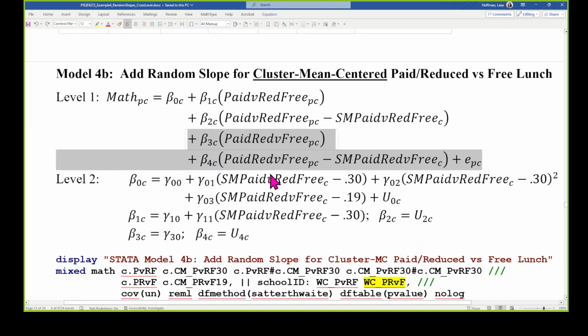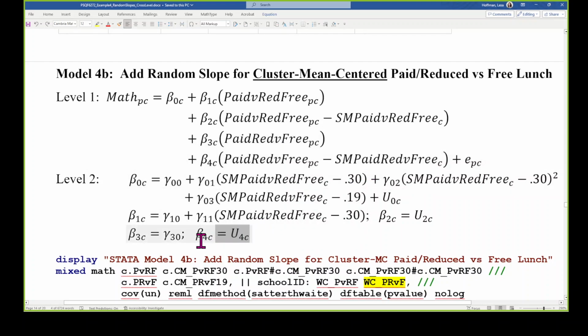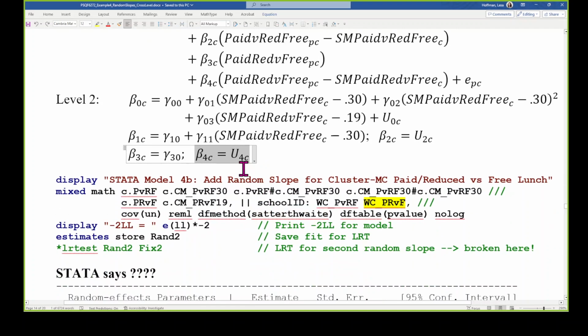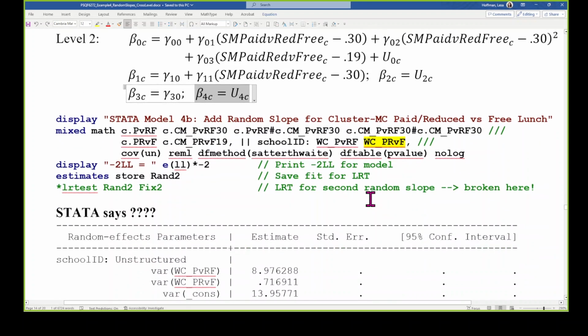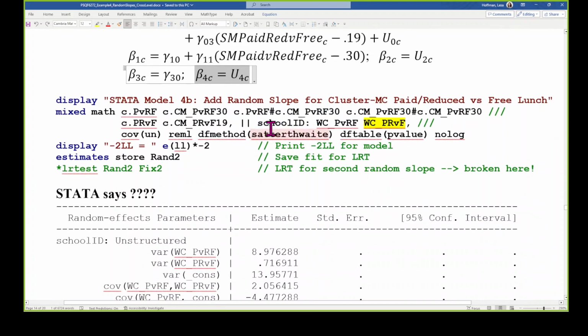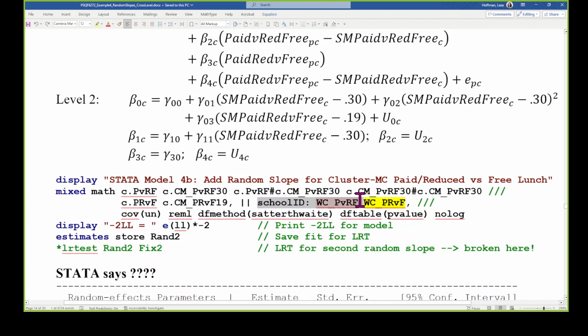Now we have the same weirdness with respect to one variable carrying the fixed effect and the cluster mean centered version carrying the random effect. So now we've added beta 4 to the story here to do that, and U4 to go with beta 4. So random slope. This is the first time you've seen a model that has two random slopes. We have in Stata, it looks like this. We have an intercept that's not written, and then two slopes.